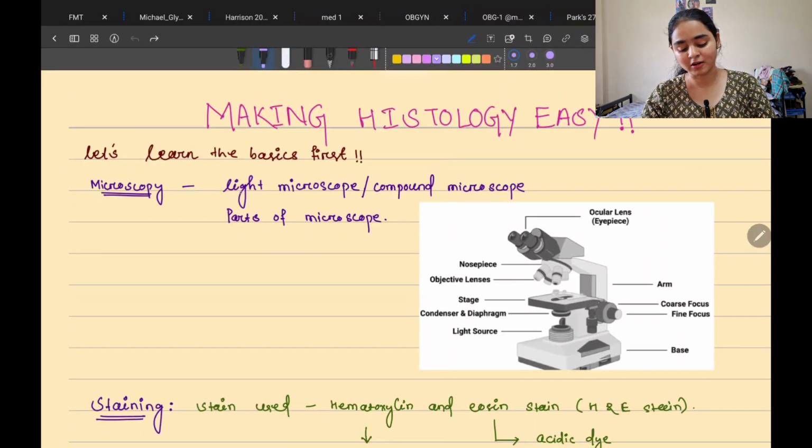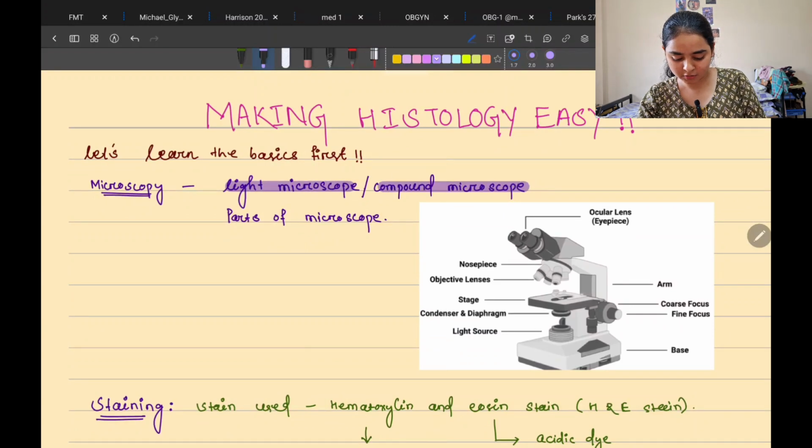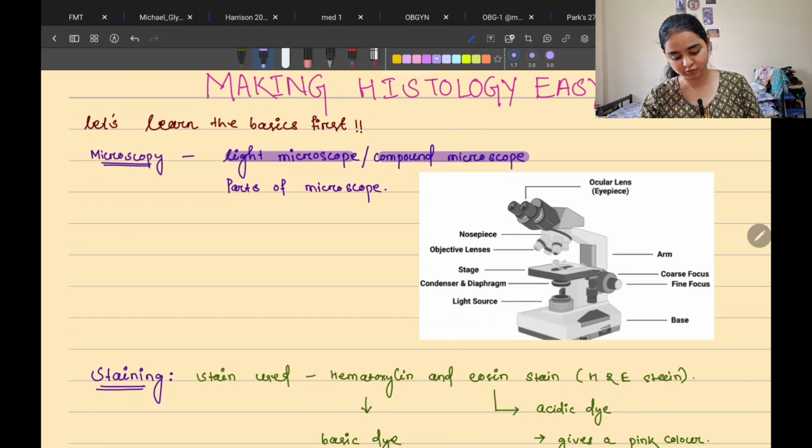Today we are going to learn about the basics of histology. So the first thing is microscopy, because तुम slides microscope में ही देखते हो. It is not very important to learn about the microscope in histology, but in physiology it is asked in the first year. The microscope through which you are seeing the slides is a light microscope or a compound microscope. It is also known as the bright field microscope.